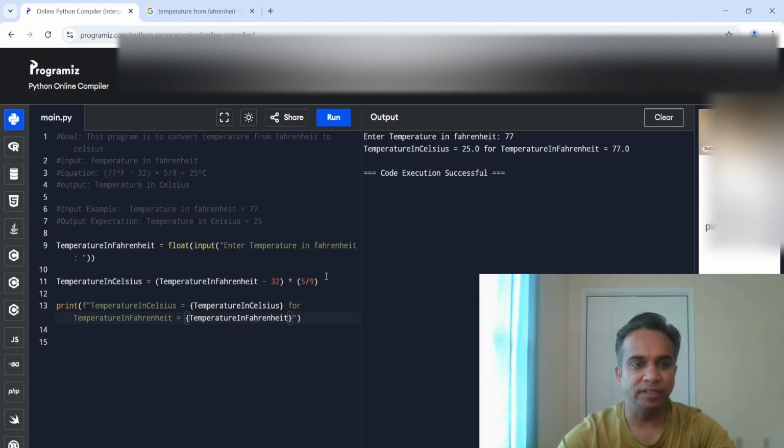So here we can see we can write a program which is to convert from one value to another, here temperature from Fahrenheit to Celsius.